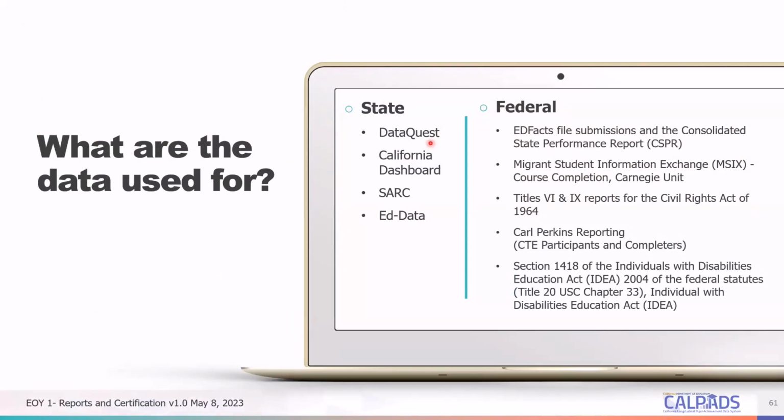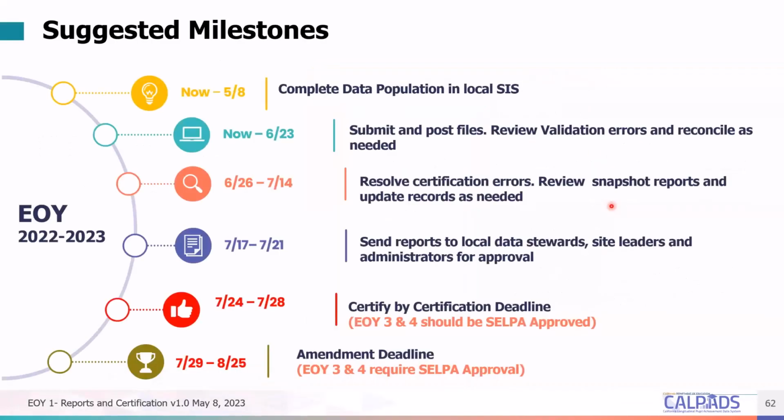So what is the data used for? It's used for Data Quest, the dashboard, and SARC, and then the same data are repurposed and submitted to the federal government for different requirements. End of year one does not require a SELPA approval. You have up to July 28th to certify for end of year one. If you need to make corrections, you can make corrections and recertify until 8/25 of this year.